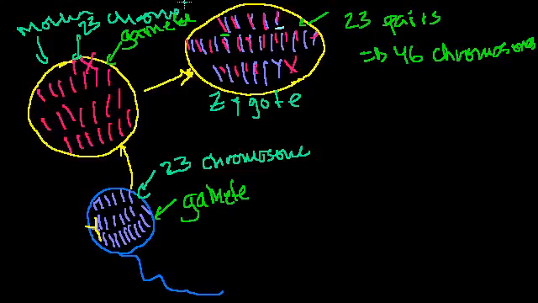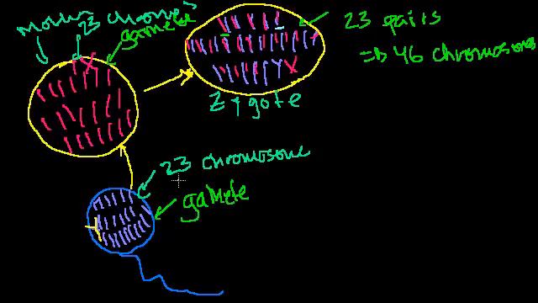Now, everything that I'm talking about here, the number 46 or 23 pairs or 23 individual chromosomes, is unique to human beings. If I talked about other species, they might have 10 chromosomes or they might have 5 chromosomes. But one thing that is universal for all sexually reproducing organisms is that gametes have half the number of chromosomes as the zygote, or as you can kind of view it, the organism itself, the way we conventionally think about it.